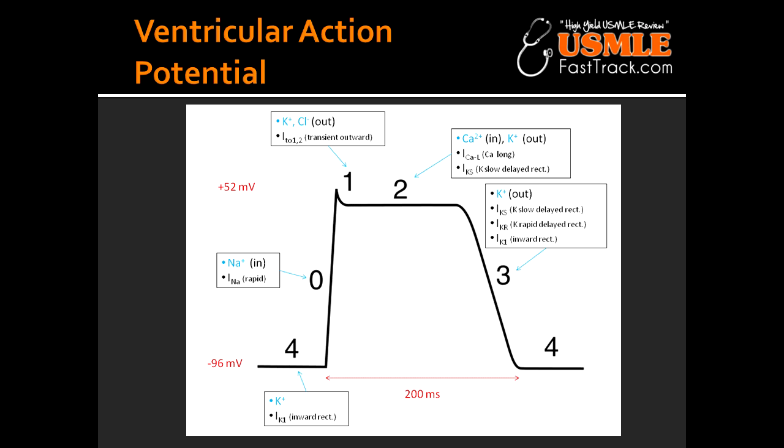What is phase 3 of the ventricular action potential? Phase 3 is the rapid repolarization phase. There is a massive potassium efflux due to opening of the voltage-gated slow potassium channel and closure of the voltage-gated calcium channels. What is phase 4 of the ventricular action potential? Phase 4 is the resting potential. Here there is high potassium permeability through the potassium channels.